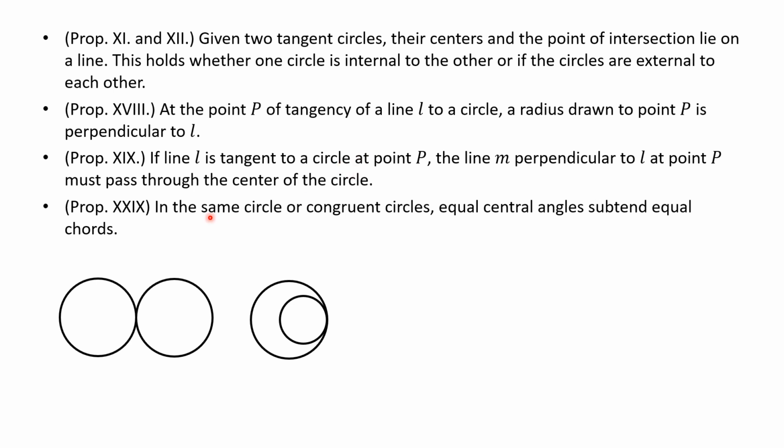And then we have one more. In the same circle or congruent circles, equal central angles subtend equal chords. So I have here 2 central angles. The first one is between these 2 red radii, and the second one is between the 2 green, and they're both the same angle. And what this is saying is that if that's the case, then the chords that they sweep out, in this case the dotted red and the dotted green, are of equal length.